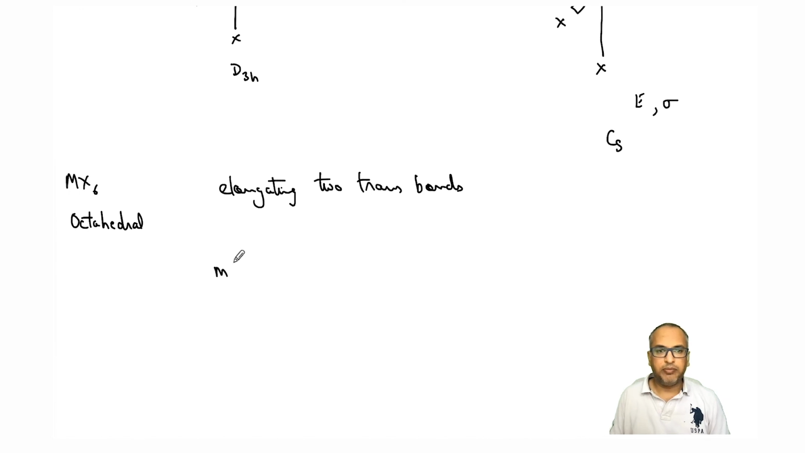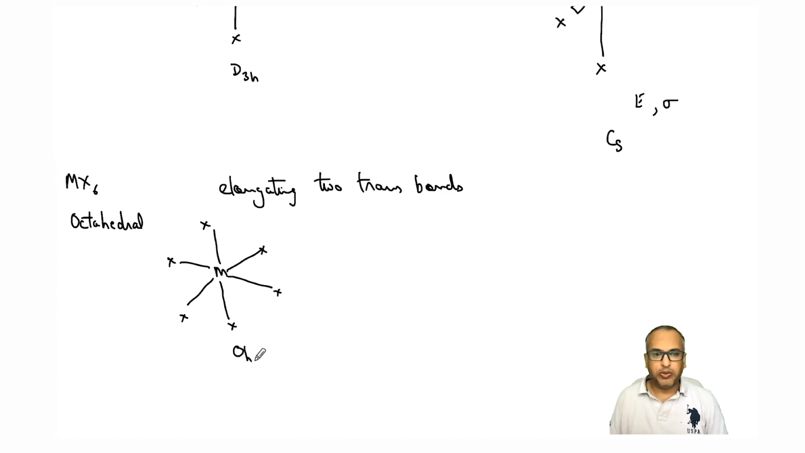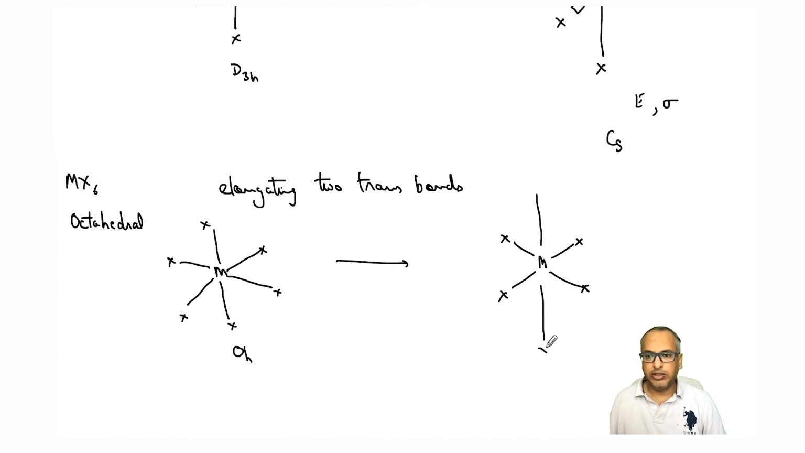So you have M, all the bonds are of same length, right? So they are equally spaced out. Okay, now this is Oh point group. Now this is the distortion, elongating two trans bonds, which can be anything. Maybe you can take top and bottom, or you can take this one, anything will give you the same result. So let's say elongate these two bonds.